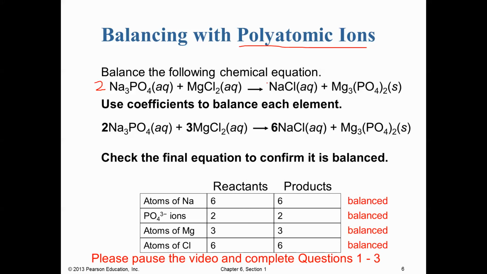That's now going to become a 6 right here. So it takes 6 sodium chlorides to use up the 6 sodiums we have on the left side. Our phosphates are now balanced, 2 and 2. And now looking at our magnesiums, we would need 3 of these magnesium chlorides in order to match the 3 magnesiums over here. And then you'll often find the last atom is balanced. So we have 6 chlorides over here and 6 chlorides over here. So now our equation is balanced.